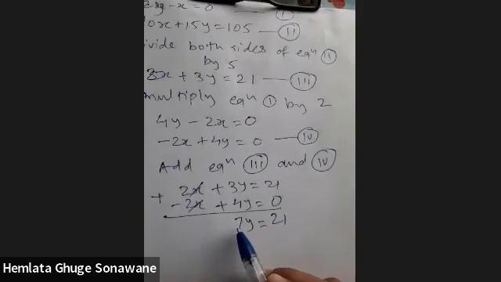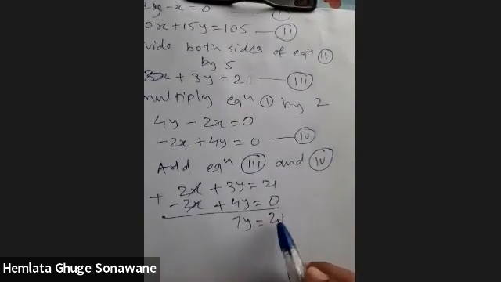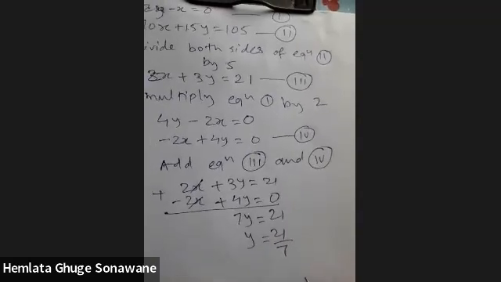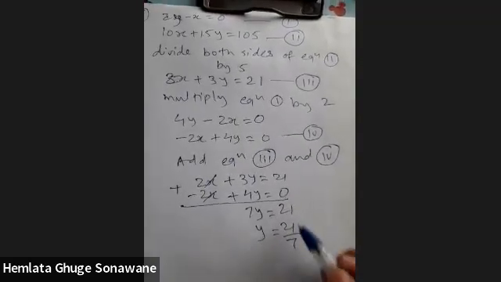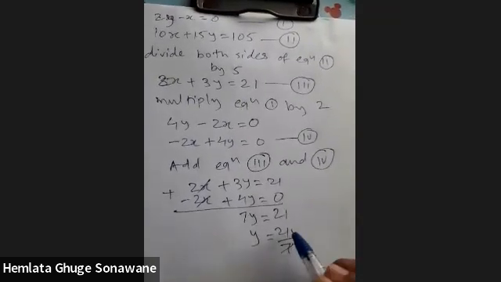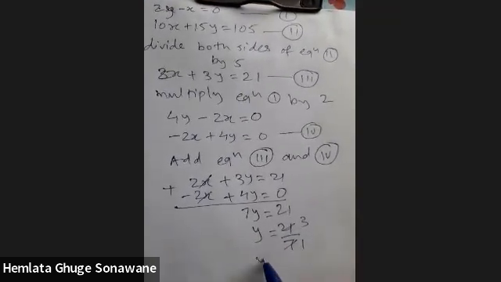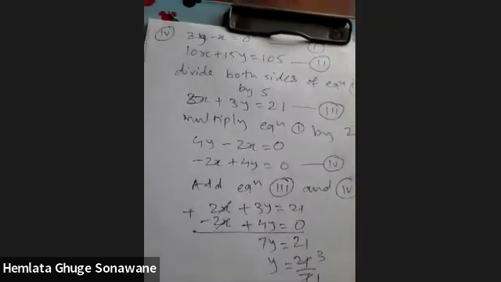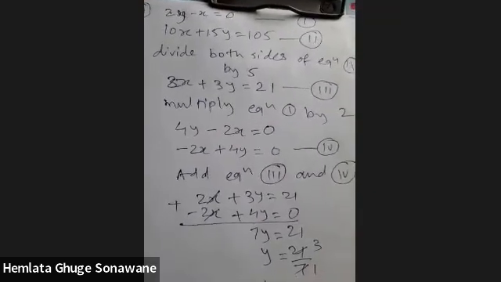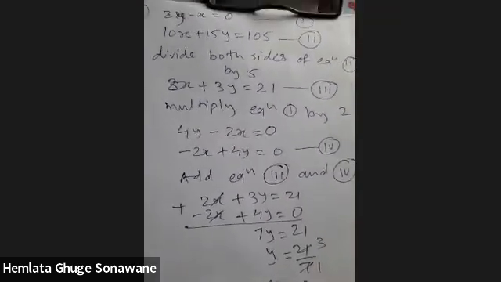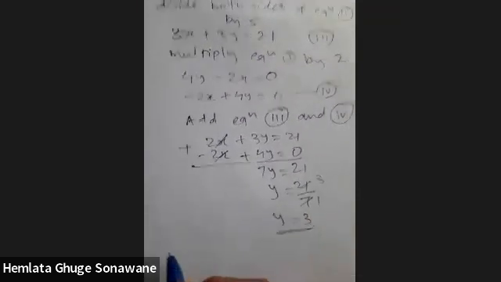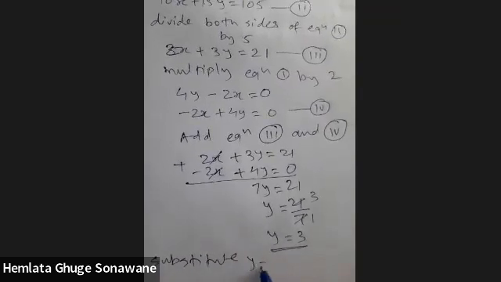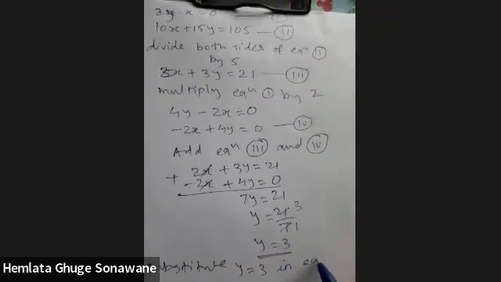Now this 7 is in multiplication form. It will divide towards the right hand side. So y is equal to 21 upon 7. We can simplify this. 7 1s are 7 and 7 3s are 21. So we have got the value of y as 3. Now we'll put this value into equation number 1. Substitute y is equal to 3 in equation number 1.